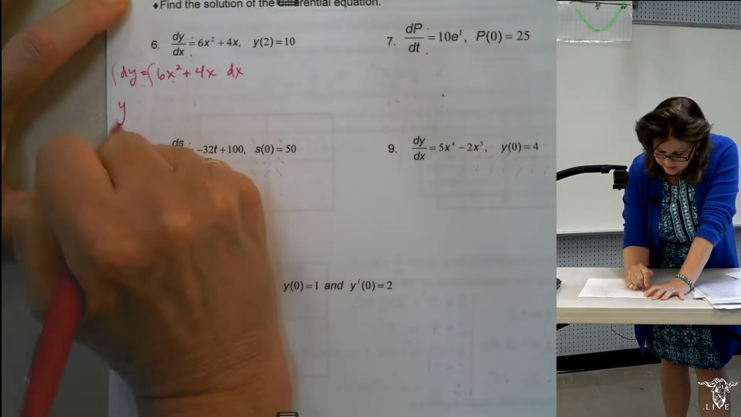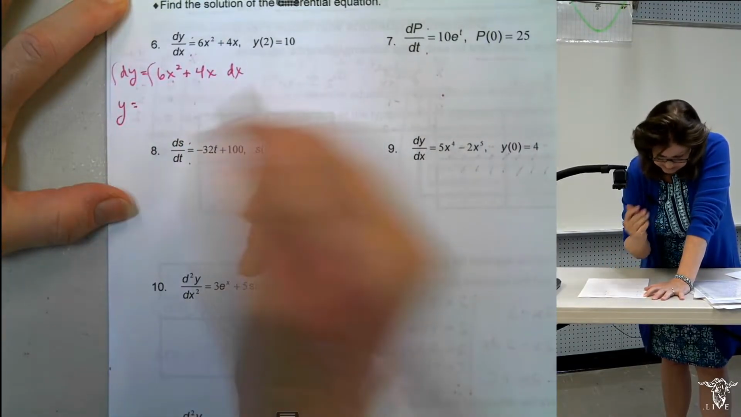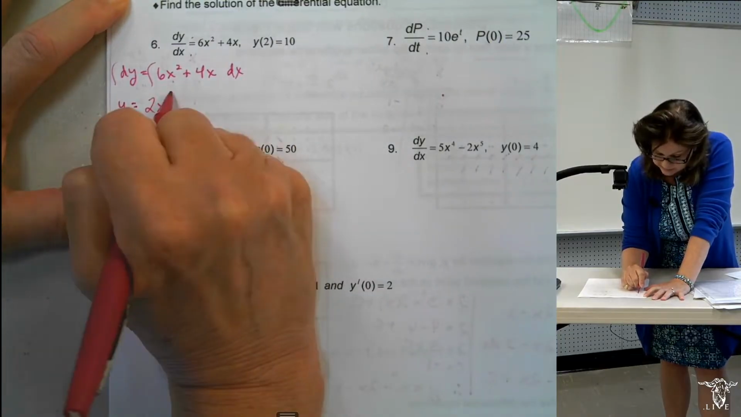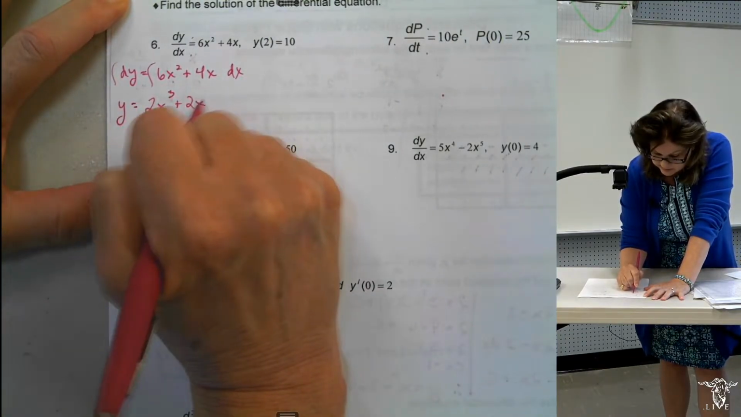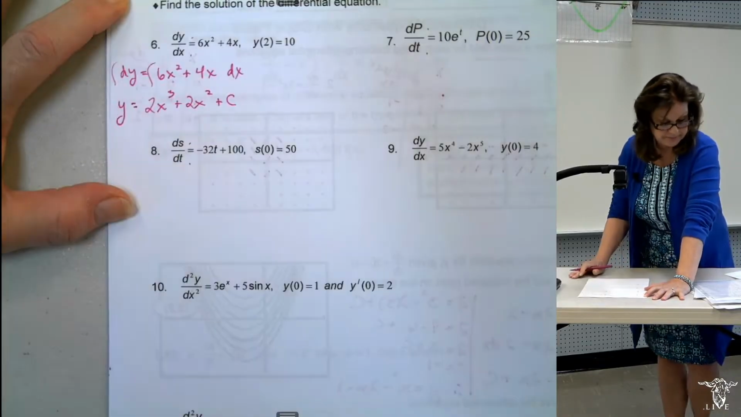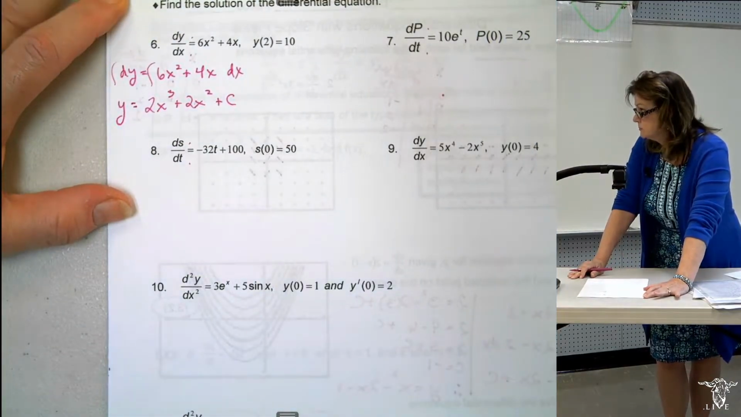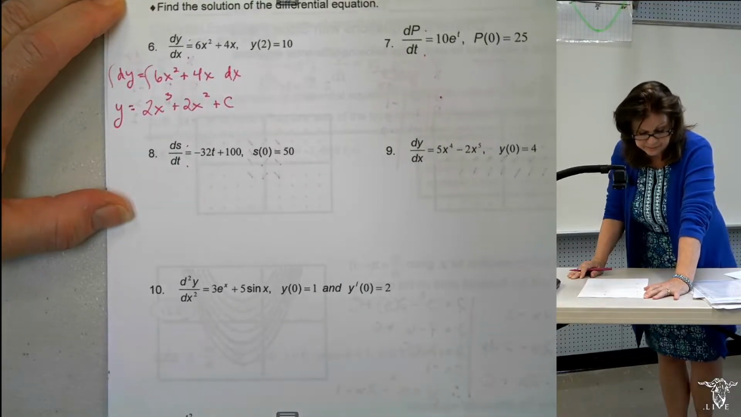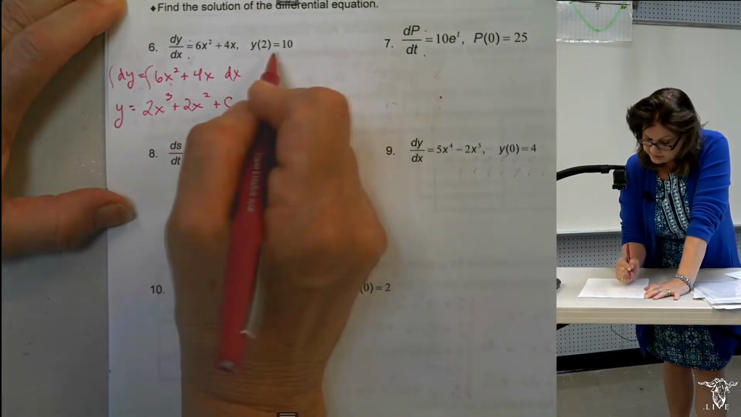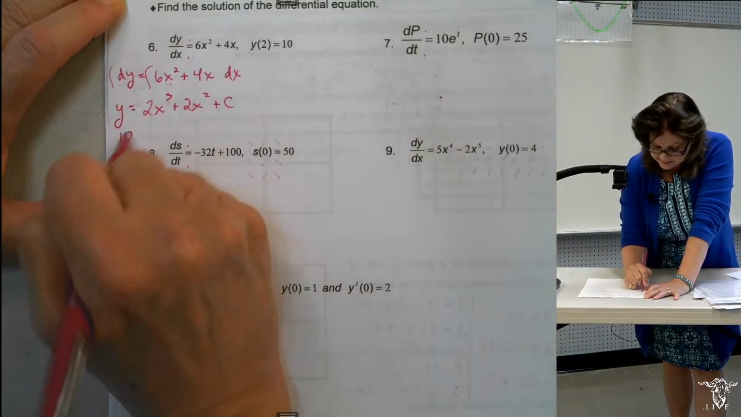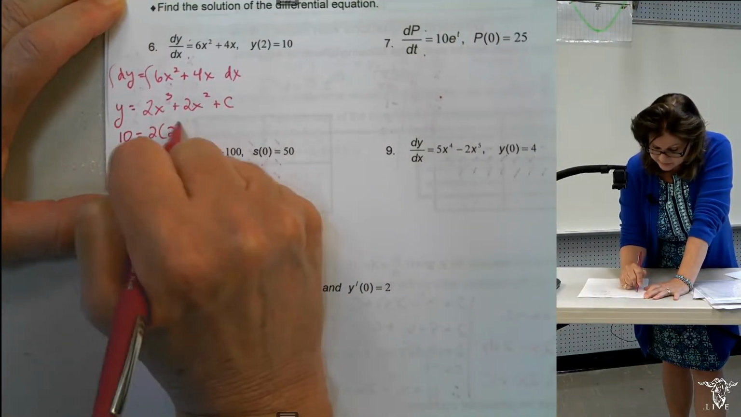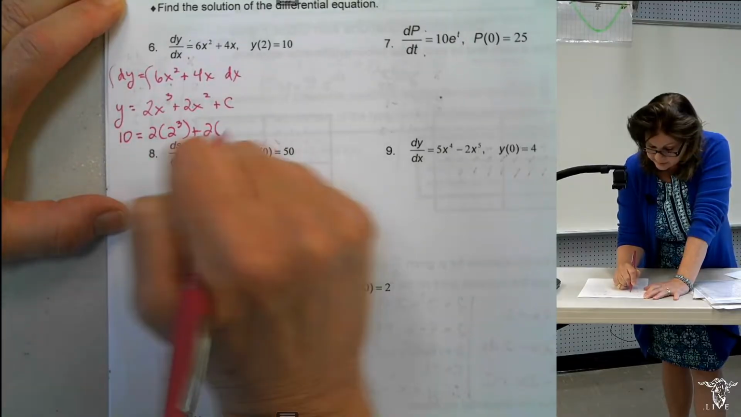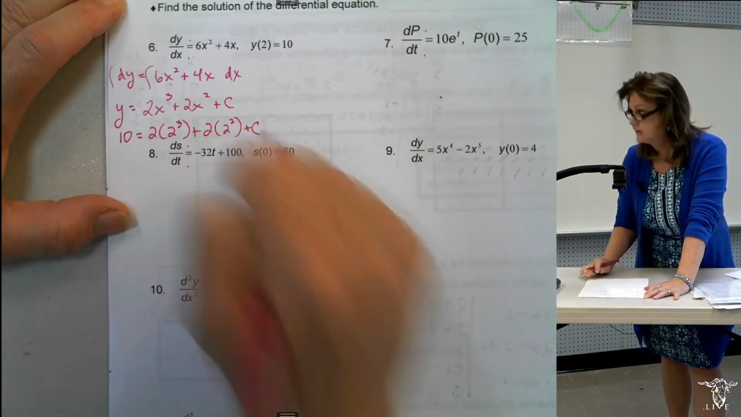So I end up with y is 2x cubed plus 2x squared plus c. Okay, we've separated, we've integrated, we've added our constant of integration. All right, the initial condition, y of 2 is 10. So 10 is 2 times 2 cubed plus 2 times 2 squared plus c.